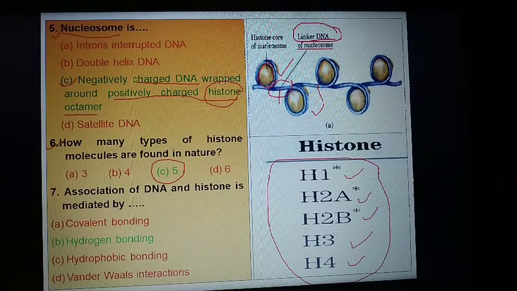The next question is question number 7. Association of DNA and histone is mediated by which kind of bonding? The right answer for this question is option B. It is hydrogen bonding. So the right answer is hydrogen bonding, which helps in the association of DNA and histone.